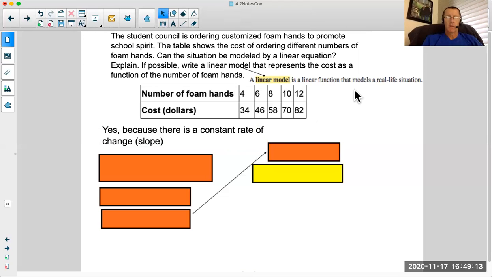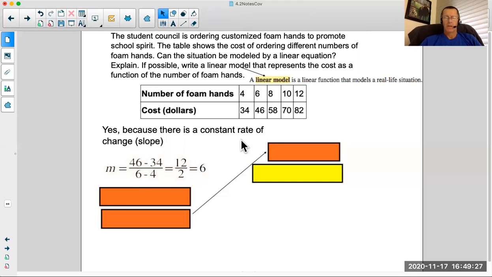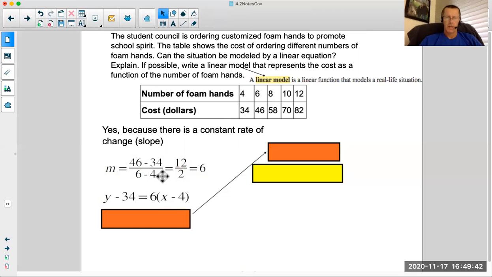Okay, so we know the slope. Do we have points? Yeah, we got 5 different points here. Let's pick one. I used the 4 and the 34 to plug into point slope form. Although the 10 and the 70 might make the numbers a little easier when I have to distribute and add and subtract, but whatever.